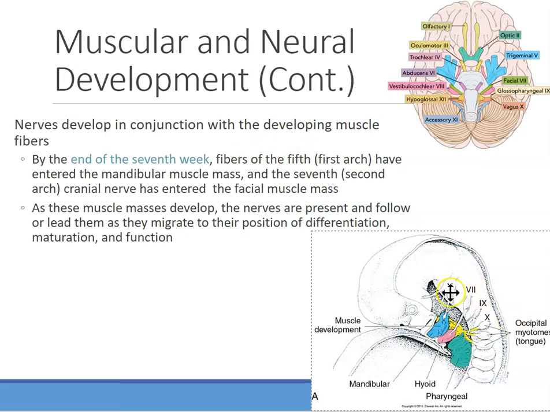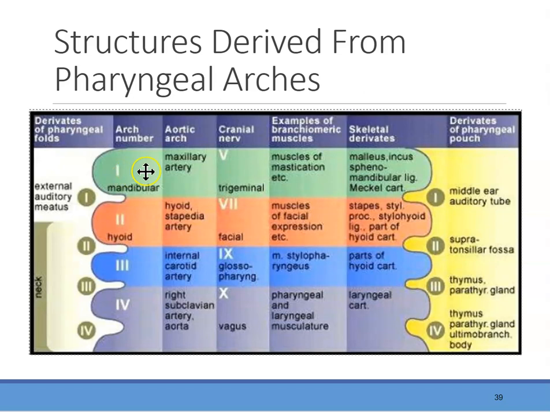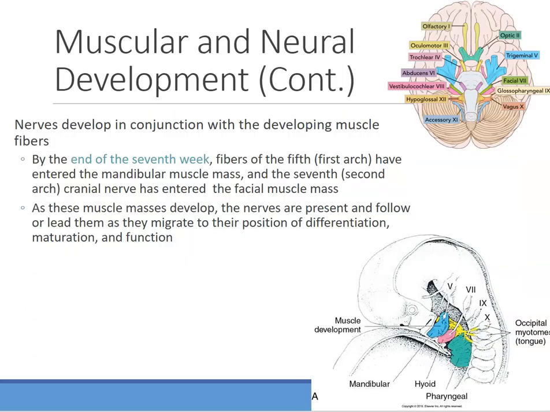The 5th nerve, in Roman numerals, is known as the trigeminal nerve. Sometimes people call it the mandibular nerve because it goes into the mandible, the lower jaw. So the 5th nerve, the trigeminal nerve, comes from the first arc. I know this is a lot. At the end, I have a chart that tells you what comes from each arc and what comes from each cleft, so we're going to look at that later in more detail. But for now, what I want you to know is that the first arc makes the 5th nerve, where the trigeminal nerve comes from.